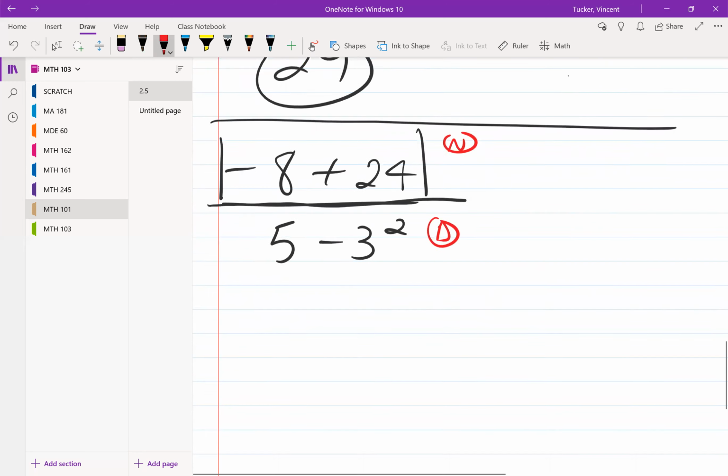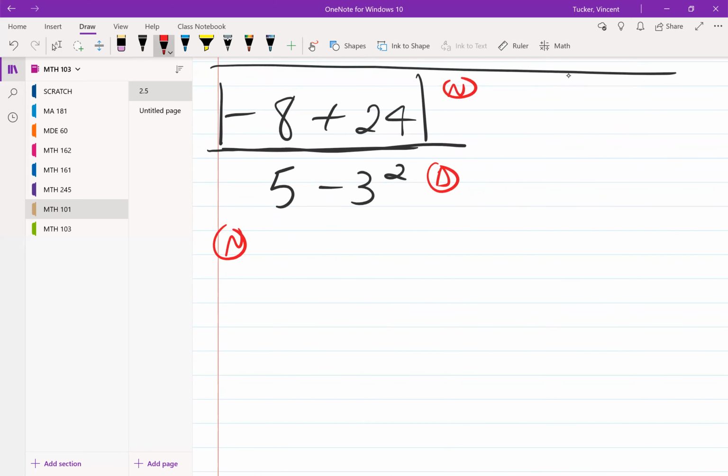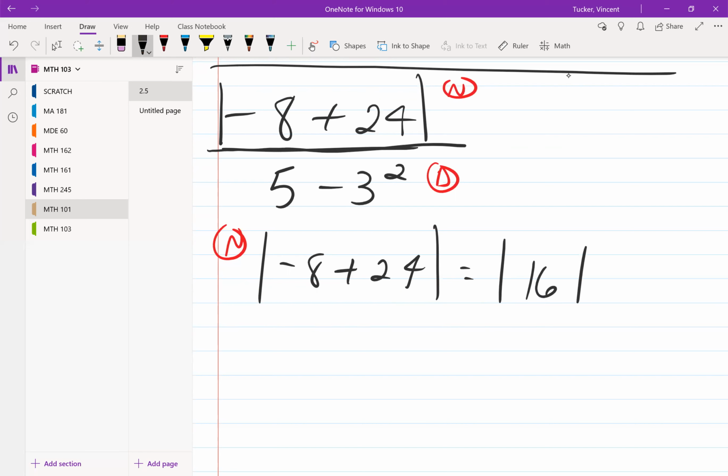So now when I look at my numerator, I have the absolute value of -8 plus 24. So we do what's inside of the absolute value. -8 plus 24 is 16. Now these are not brackets or grouping symbols, the absolute value actually has an application. So whenever you apply the absolute value of something, the result will always be the positive answer. So the absolute value of 16 is 16.